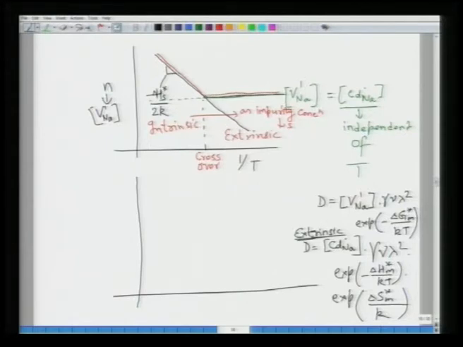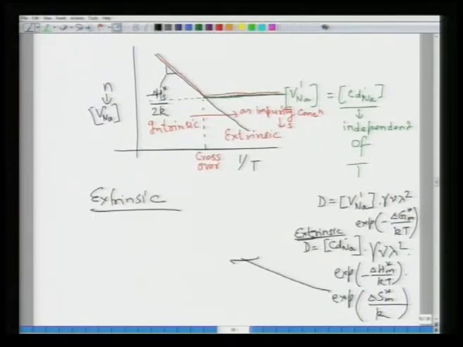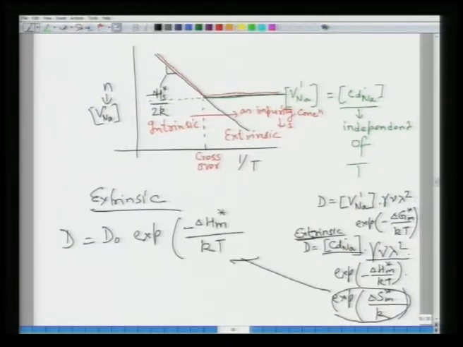In this case, the extrinsic case, I will plot this on the next slide. D will become, this is a constant for a given temperature, these are constants, and this is a constant. So this will become D naught exponential of minus delta H_M star divided by kT. So the slope of the curve in the extrinsic region will be this. Now let us examine the intrinsic region.